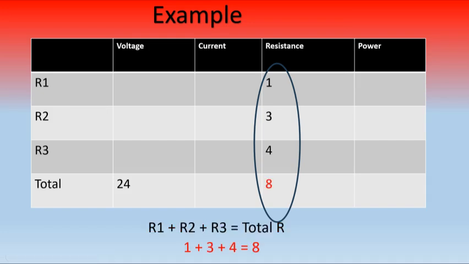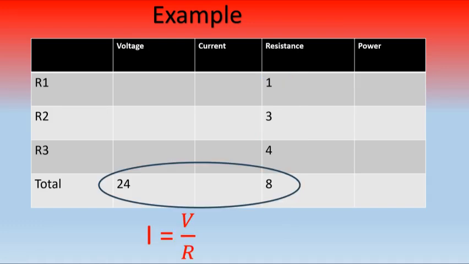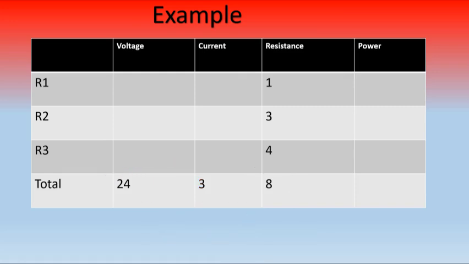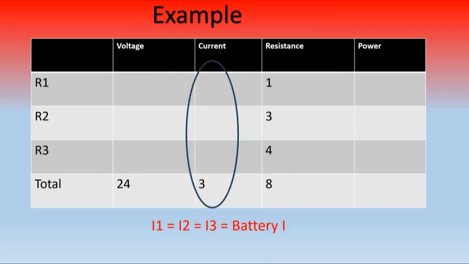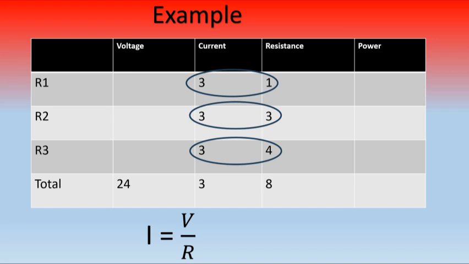There you go. You have 2 values in one row down here, and whenever you have 2 values, you can always find a third. So we have V and R. We divide those to get the current, and that will be 3. But the current is the same everywhere, so those all have to be 3, all the current column. Now we have current and resistance, so we're looking for voltage.